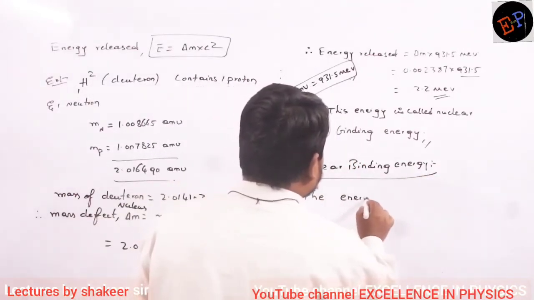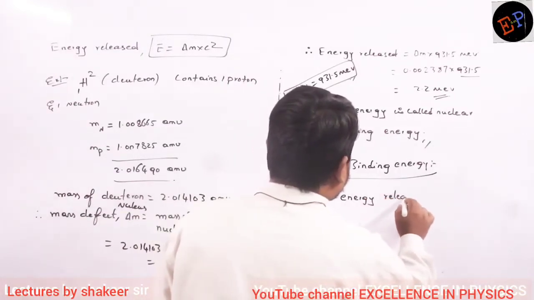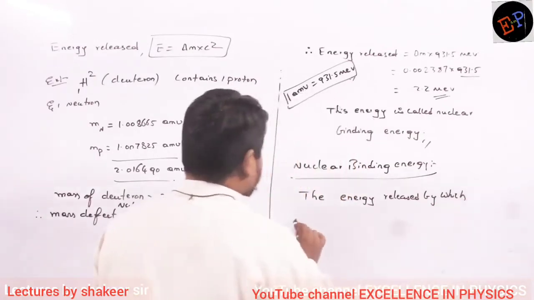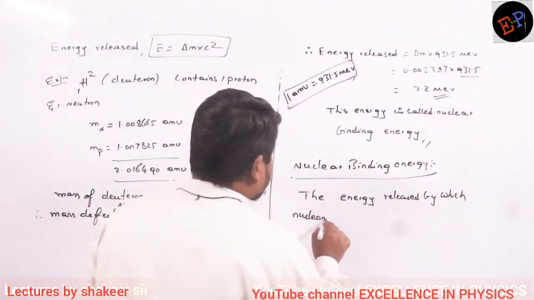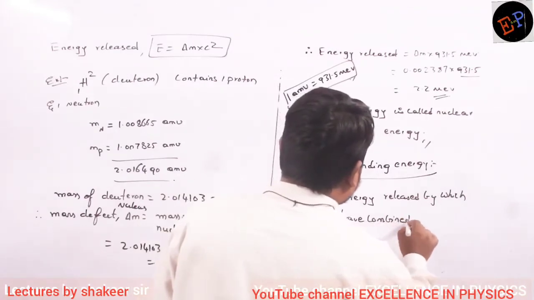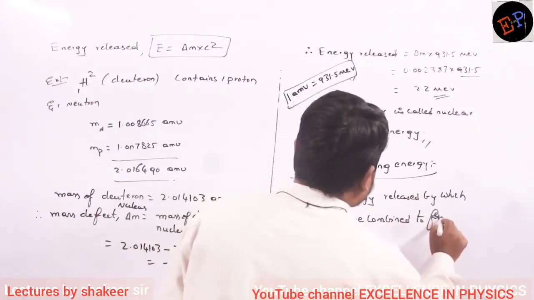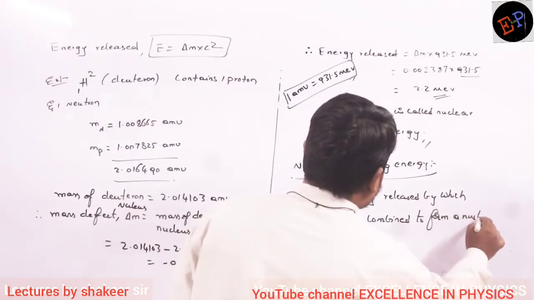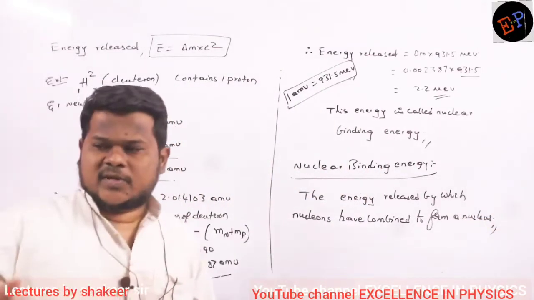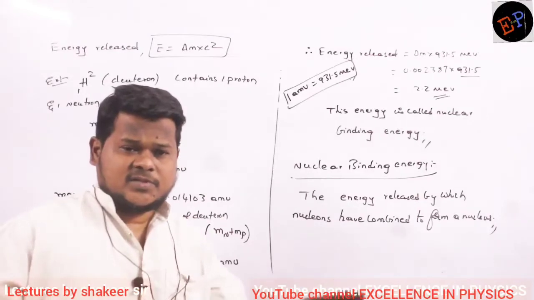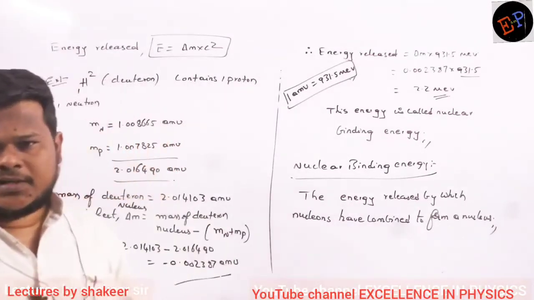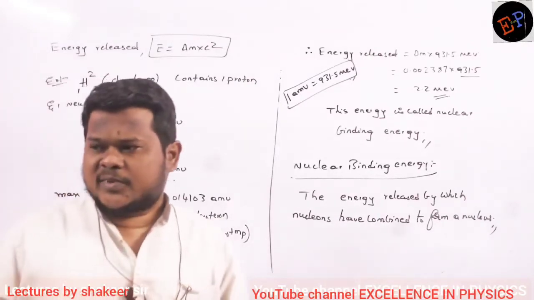The energy released by which nucleons have combined to form a nucleus. This energy is called nuclear binding energy. The amount of energy released which is responsible for making these nucleons to be present at one place. Because energy eldipoyindi kada, now they have to become stable.